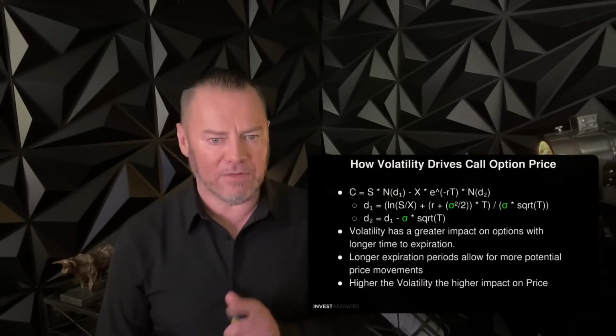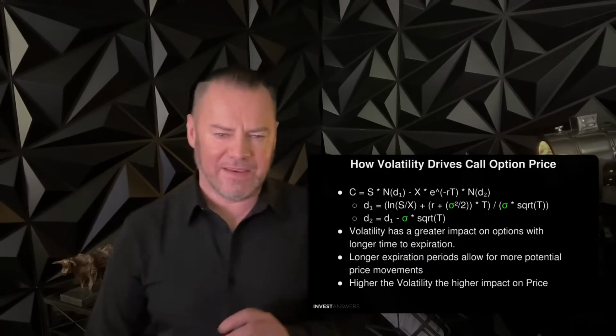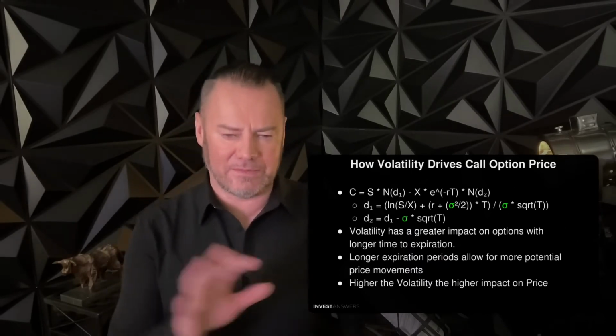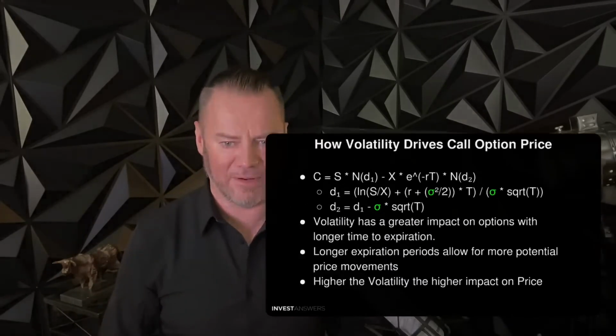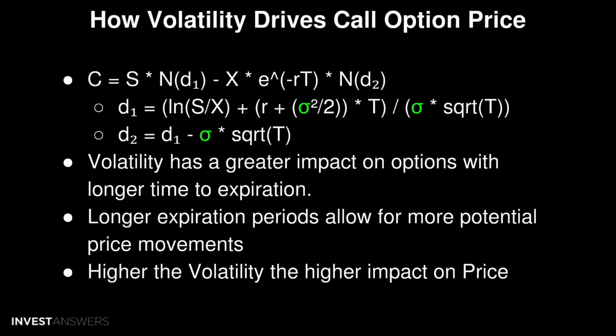Let's talk about how volatility drives option price. There's a couple of simple things. We have a Black-Scholes model. If anybody wants to see it, let me know. But here you can see I just highlighted in green what volatility is. And the main takeaway from this is it is incredibly important to look at volatility when you look at the option price of a stock. This is because the option premium, which is the price you pay for the option, is a percentage of the underlying stock price.